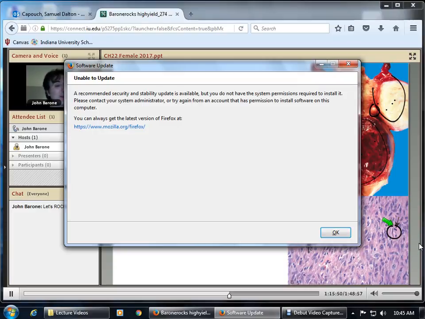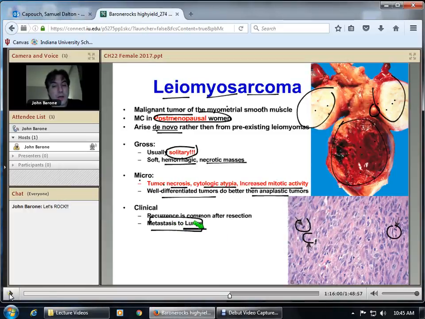Now the problem is if I don't get it all out, it will recur. You must get this out completely, and sarcomas will spread hematogenously. So always check the lung.